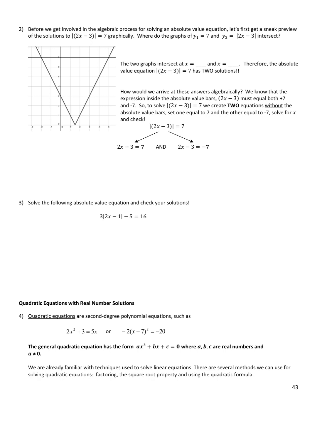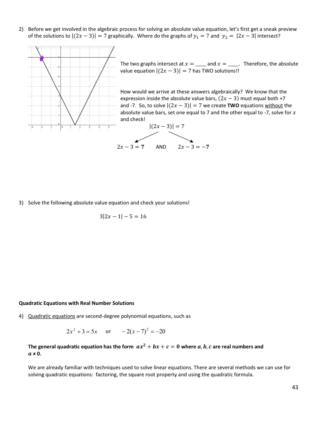So before we get into the algebraic process for solving an absolute value equation, we'll first get a sneak preview of the solutions to this equation. We have the absolute value of 2x minus 3 is 7. So graphically, I'm going to solve it by graphing y equals 7, the right side of the equation, so that's this horizontal line. And y2 is the absolute value of 2x minus 3, which is this V. I just put both of these into GeoGebra. Just type y equals 7, y equals absolute value of 2x minus 3. And we want to see where they intersect. That's going to be the solutions to the equation, the x values of the intersection points.